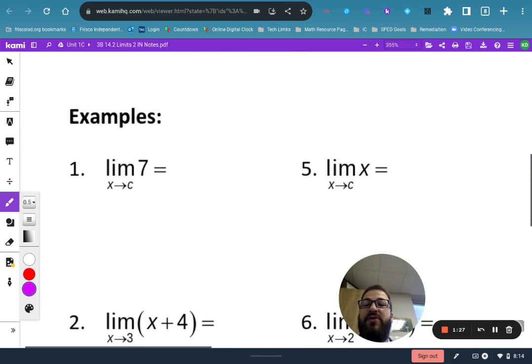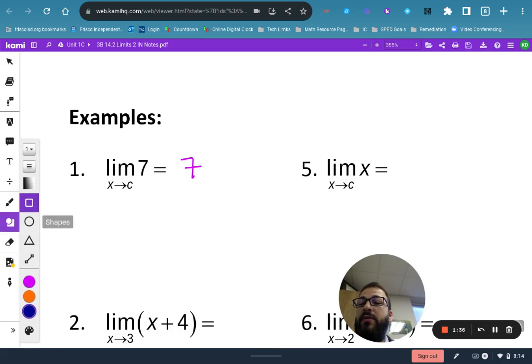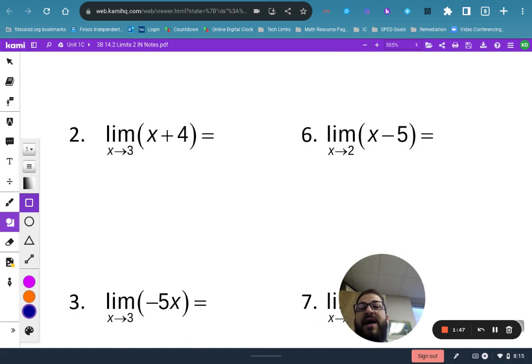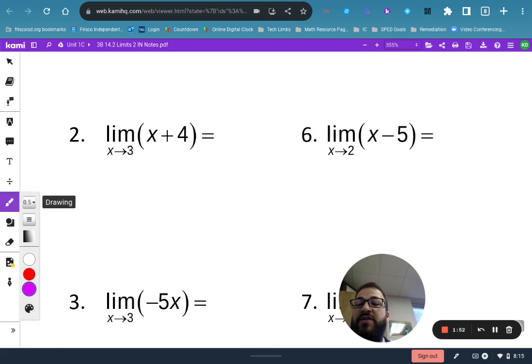So I have the limit as x approaches c of 7. There's no x value, there's nothing I can plug in, so this one is just equal to 7. Anytime it's just a constant, my limit, no matter what c value, no matter what x value I'm approaching, is always equal to 7. Number 2, we have the limit as x approaches 3 of x plus 4. So I just plug in my function value, so 3 plus 4, which would be equal to 7. Relatively straightforward.